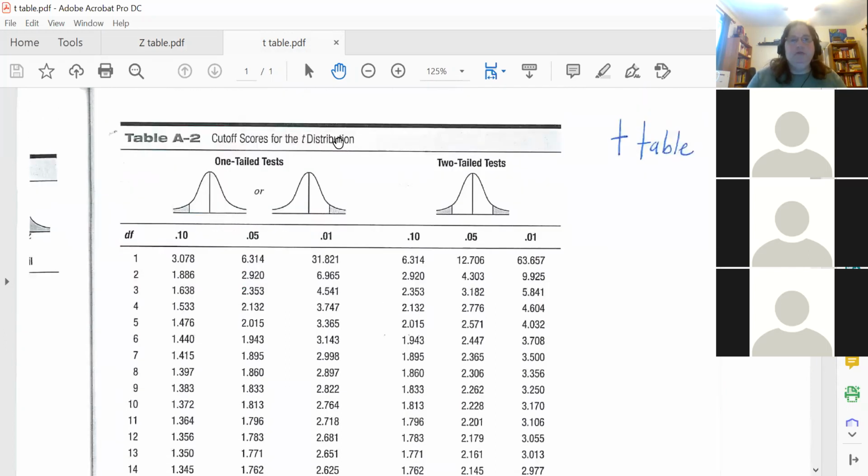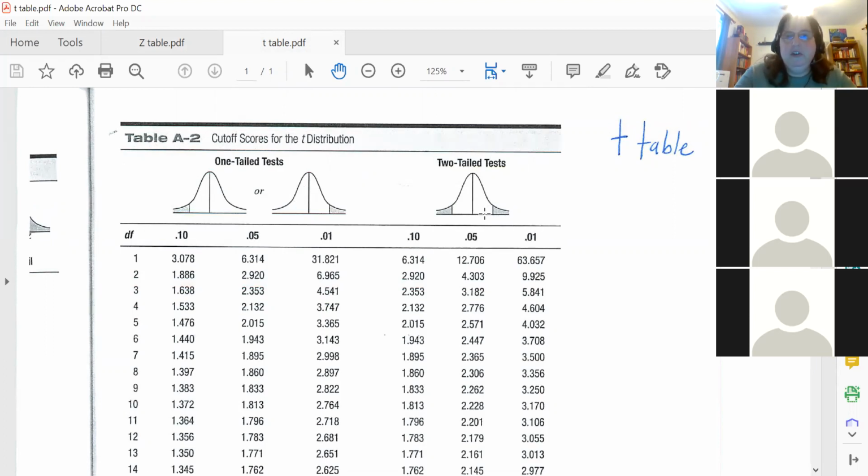So for the T table, you first decide if it's one-tailed or two-tailed. You decide if you're on the left or right side. Next, you have to know your alpha: 0.05 or 0.01. It'll never be 0.10. And finally, you have to know your degrees of freedom, your DF.